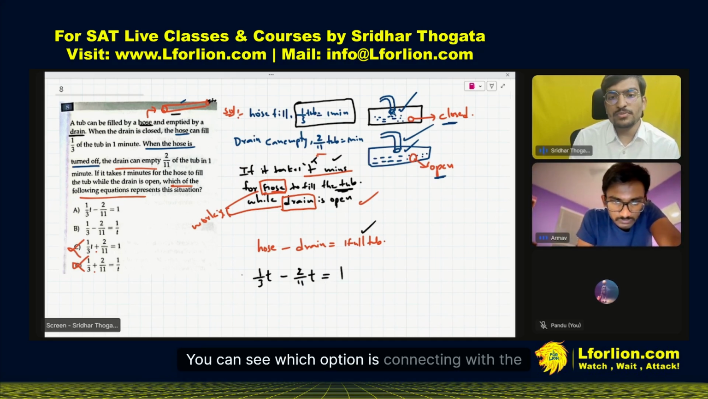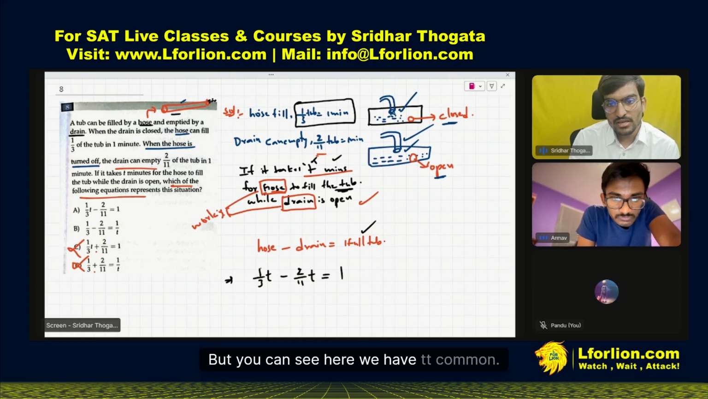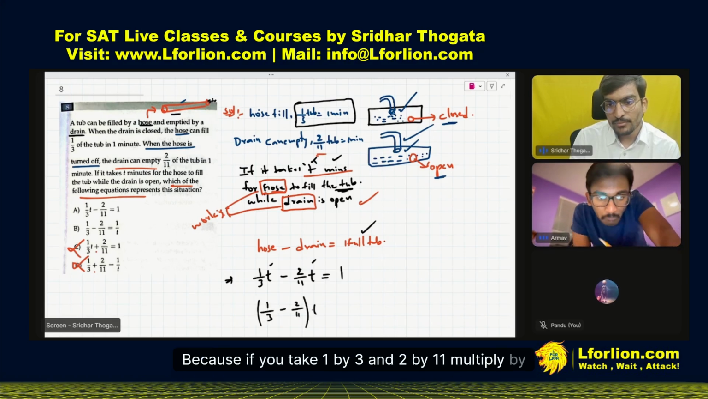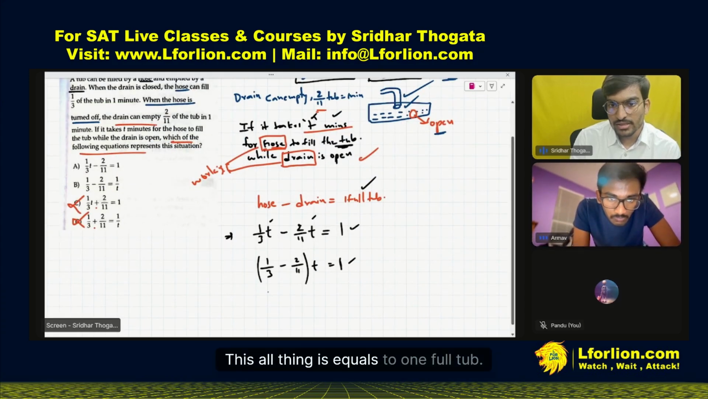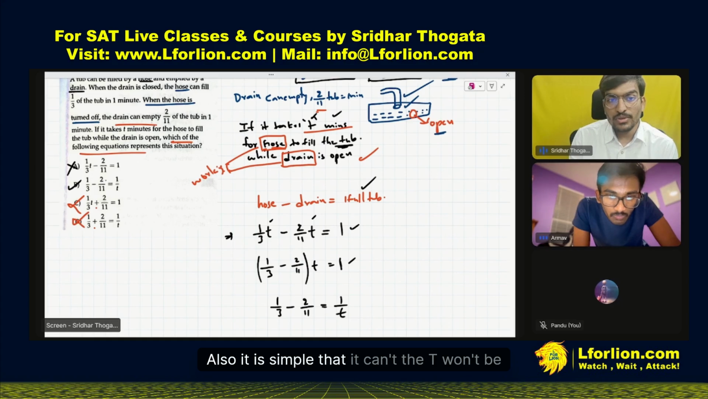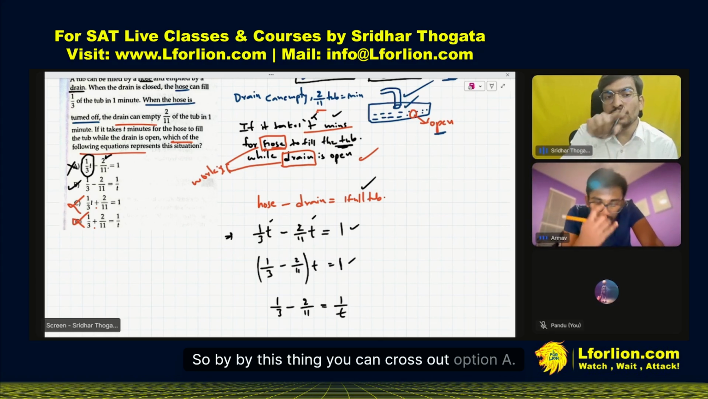You can see which option connects with the equation we wrote. That's not matching, but we have t common, so it matches option B, because if you take 1 by 3 minus 2 by 11 multiplied by t, it equals 1. Why is this one full tub? This whole thing equals one full tub. So 1 by 3 minus 2 by 11 equals 1 by t. It's option B, not A. No need to do this much also. It is simple: the t won't be only for 1 by 3, it must be there for both, so by this you can cross out option A also.